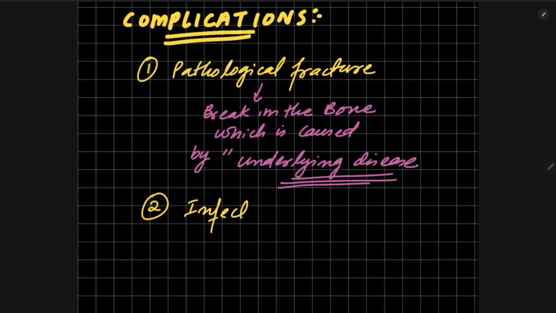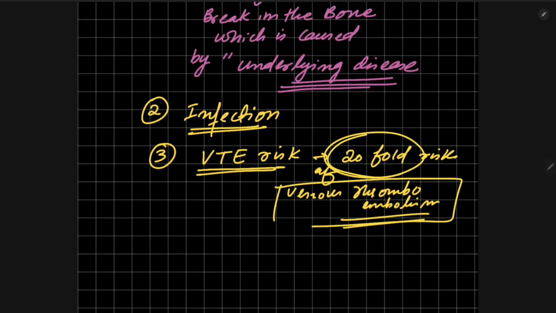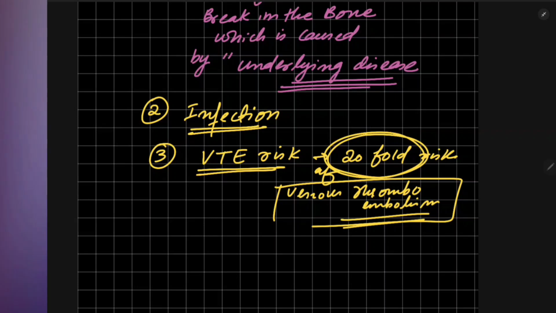Okay, the second complication of the disease is infection. These patients are at increased risk of developing infection. And the third complication is VT risk. Multiple myeloma patients are at increased risk of developing venous thromboembolism. How much risk is there? That's a 20-fold risk compared to normal persons.